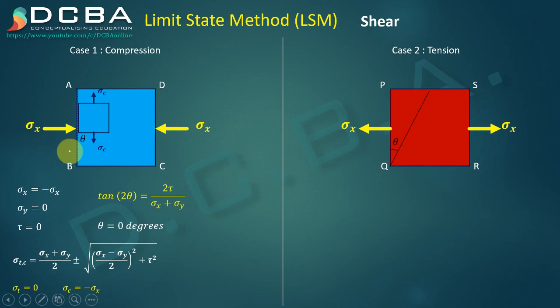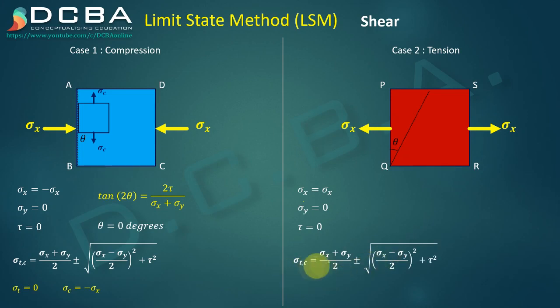So we will see that when we come to case 2 tension, sigma x is equal to sigma x, that is positive. Sigma y is again 0, tau is again 0. So when I substitute it here, what I will be getting is sigma x by 2, sigma y is 0 here, plus minus sigma x by 2. So the first case of positive will give me sigma t equal to sigma x and sigma c will be 0. So in case 2 tension, when this element is at the tensile boundary, the compression stresses are 0.